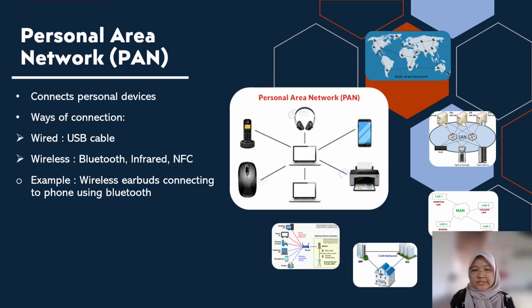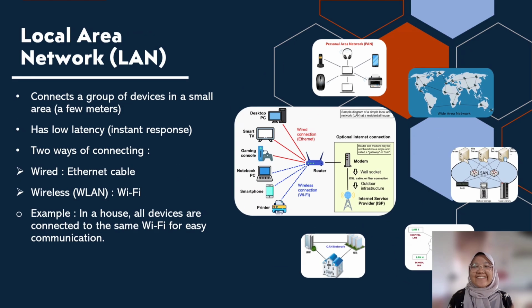A personal area network is a network that connects personal devices through wireless or wired means. For example, connecting a wireless earphone to our smartphone. Next, we have local area network. A local area network connects a group of devices in a small area. For example, in a house where all the devices are connected using wireless means, which is Wi-Fi.